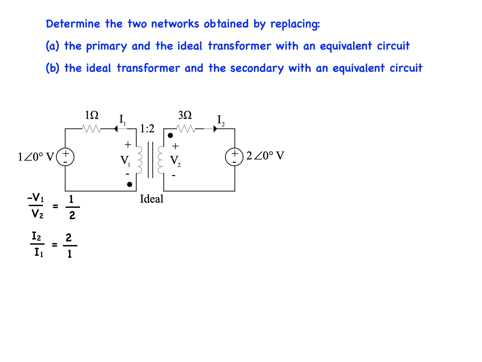The equation for reflecting impedance from the primary of the transformer to the secondary is, and then plugging in the actual turns ratio gives us ZS is equal to 4 times the primary impedance ZP. These are the necessary equations for developing the equivalent circuits.